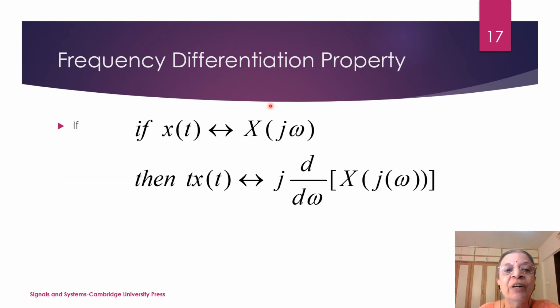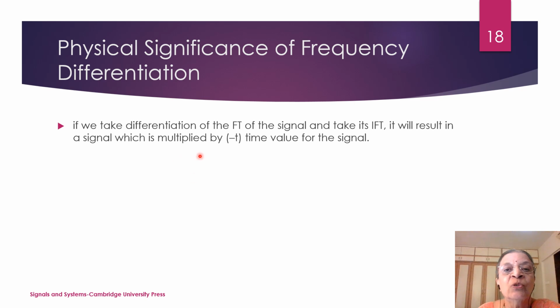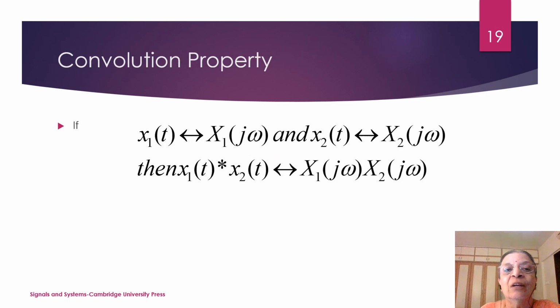Frequency differentiation property. If instead of x of t, we take t times x of t, if you just multiply it by time t, then what happens? The transform is just differentiated. If you take the derivative with respect to omega of x of j omega and multiply it by j, you revert to the time domain signal t times x of t. So the physical significance is, if we take the differentiation of the Fourier transform of the signal and take its inverse Fourier transform, it will result in a signal which is multiplied by minus t, the time value of the signal.